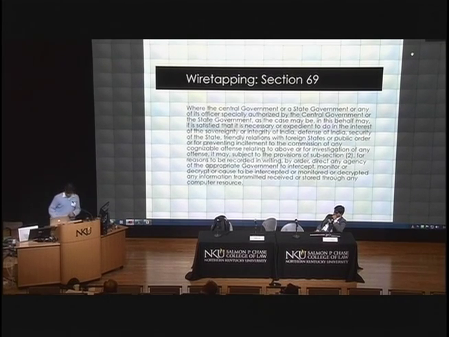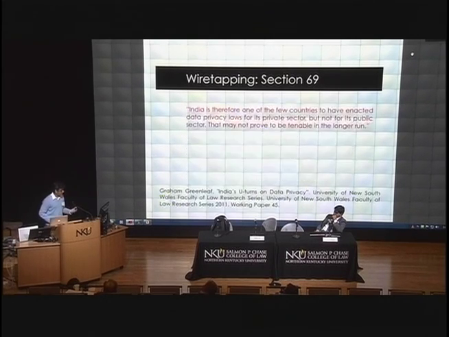So wiretapping is one of the key problems, which basically led to a professor from Australia saying that India is therefore one of the few countries that have enacted data privacy laws for its private sector, but not for its public sector.